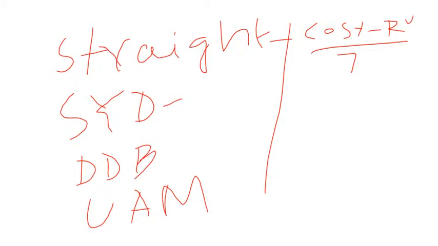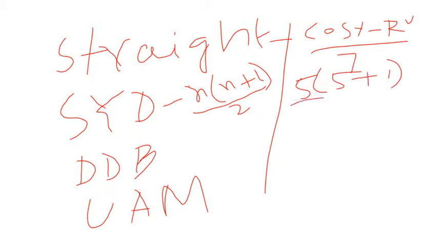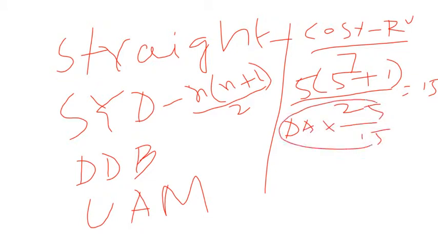And for the sum of years digit method, you will first calculate the sum of years. The formula is n multiplied by n plus 1, divided by 2, where n is the number of years. So if the number of years is 5, then you will have 5 multiplied by 5 plus 1, divided by 2, equal to 15. Okay, and the first year's depreciation in case of sum of years digit will be the depreciable amount multiplied by 5 over 15. This will be the first year's depreciation.